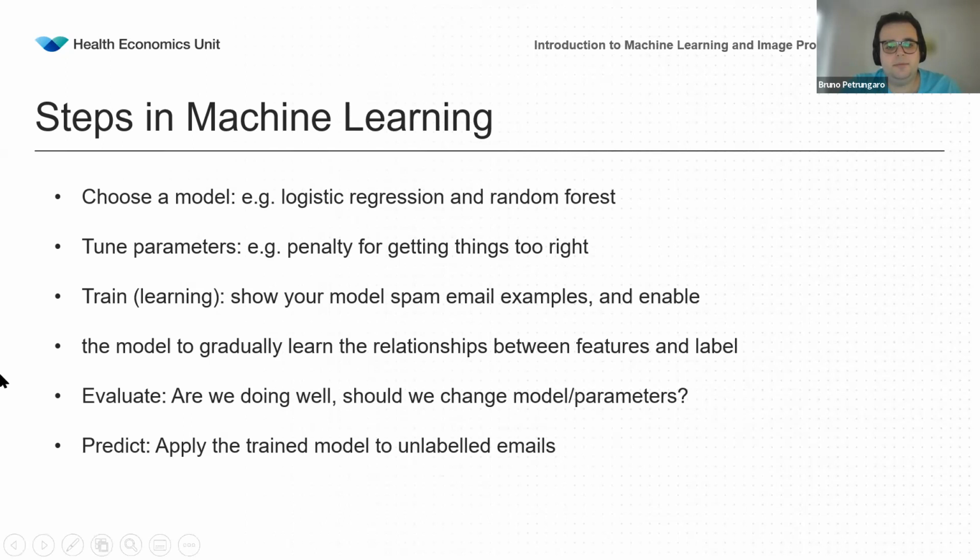After this, we train the model. We input the training data set, which is the equivalent of showing the algorithm our email examples. And the training algorithm will gradually begin to learn the relationships between the features, variables, predictors, and the label, the outcome target. Of course, after this, we want to make sure that our model is good, so we evaluate it. If not, we go back to the drawing board and begin again. If our model is good, then we'll probably start making predictions on our unseen data.